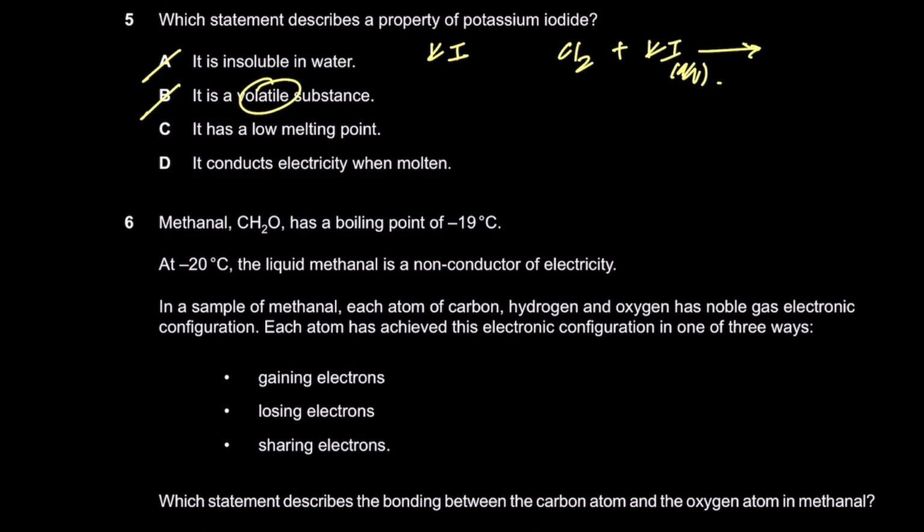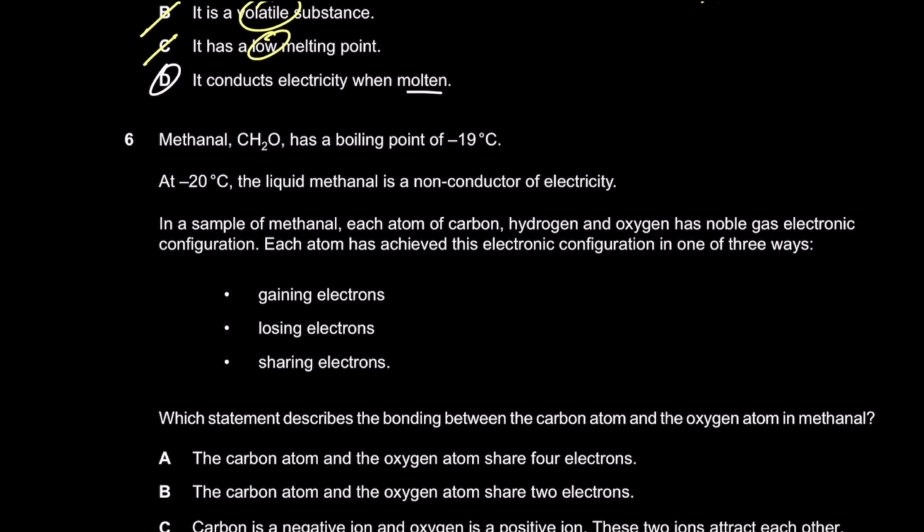So B is wrong. It has a low melting point? It's an ionic compound. Again, they have high melting points because they have strong electrostatic force of attraction. It conducts electricity when molten. Absolutely, because when you melt them, the lattice breaks, you have free moving ions, and free moving ions can carry charge and therefore they can conduct electricity.